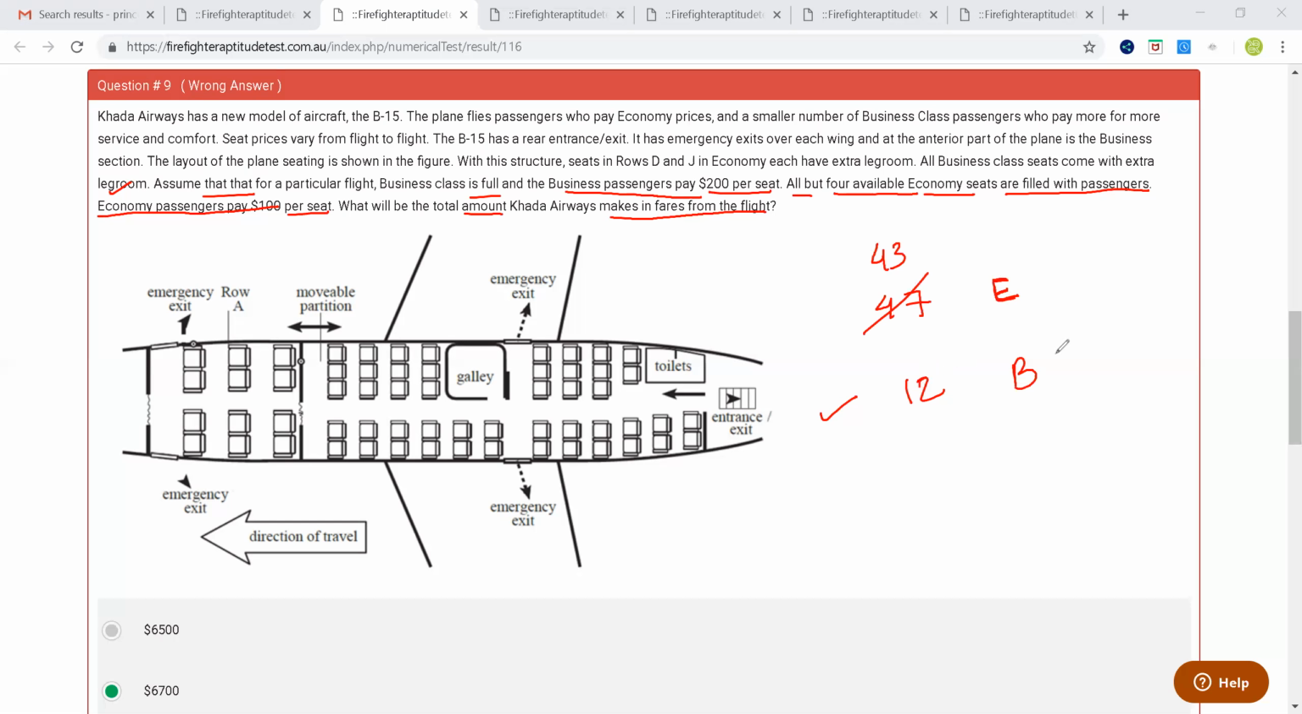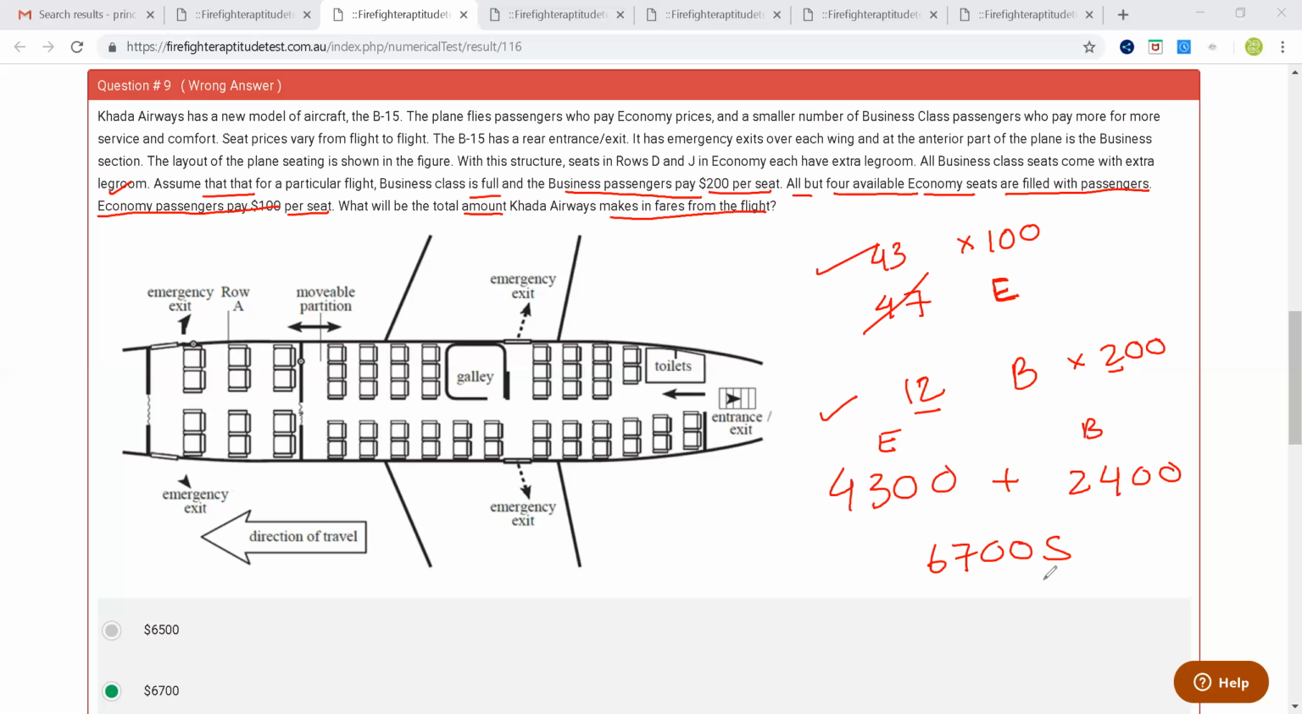Now, 43 is the seats filled in economy. They are paying $100. Business class is paying $200. So from that, you get 4,300. From business class, you get 12 multiplied by 200. So all you have to do is 2 multiplied by 12, which is 24, so 2,400. And when you add them, this becomes $6,700. And that's this one.